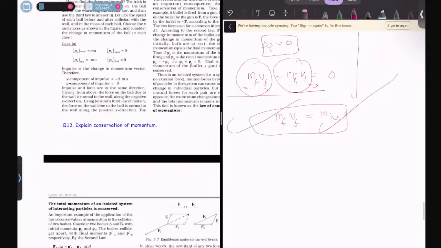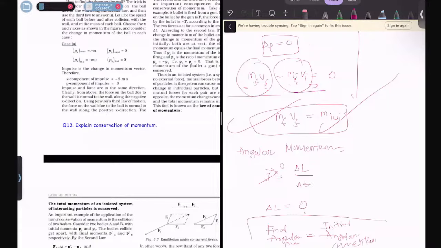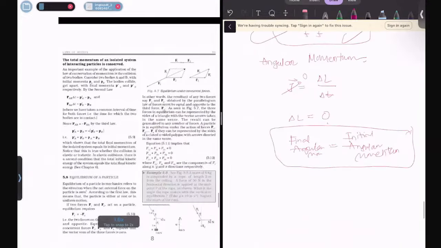Okay, same like that, we can also define conservation of angular momentum. What is conservation of angular momentum? We also know torque is equal to change in angular momentum upon time. So when the torque applied on an object is 0, the change in angular momentum will be 0. So the final angular momentum will be the same as the initial angular momentum. You learned it, right? How to derive this? Okay, this is what is conservation of momentum.